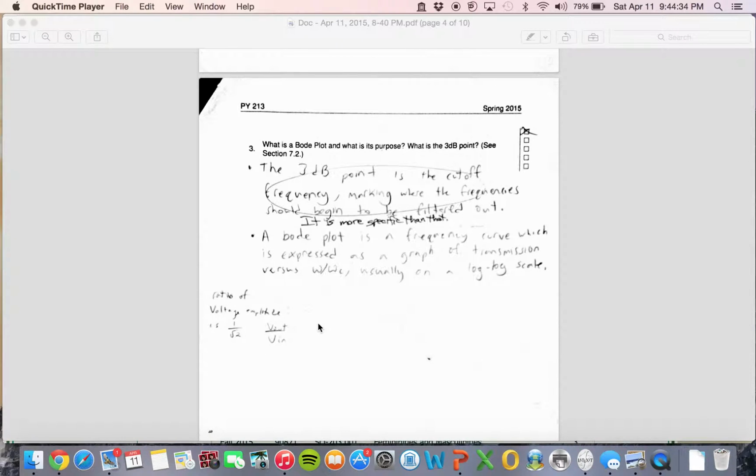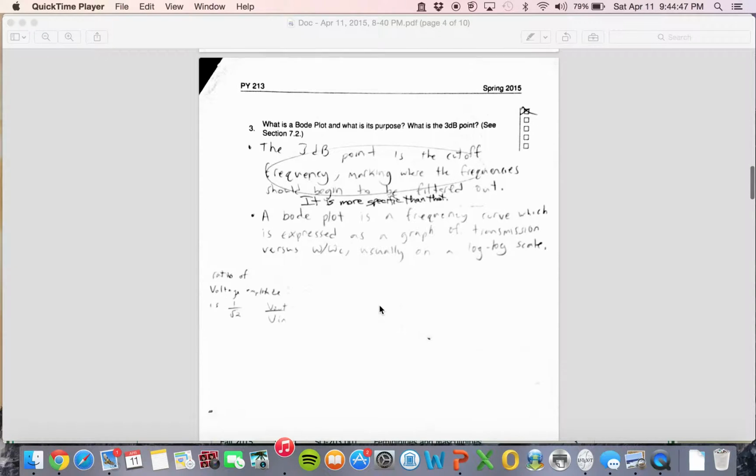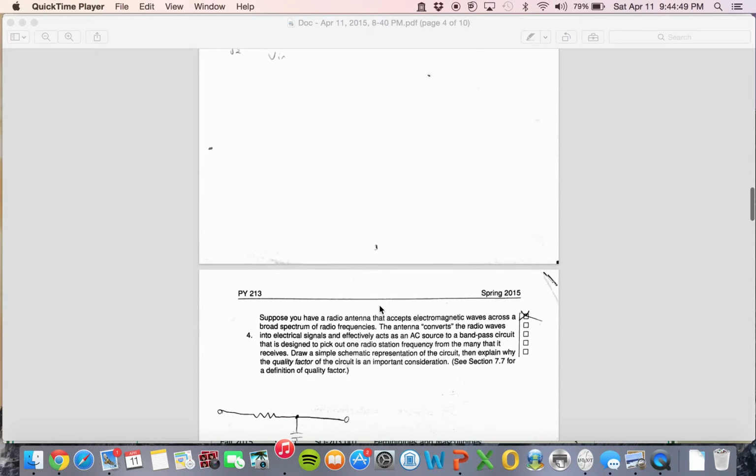In question number 3, I forgot to mention that the 3 dB point is the cutoff frequency, meaning that the voltage out over voltage in ratio is 1 over radical 2, and this is a very important fact.